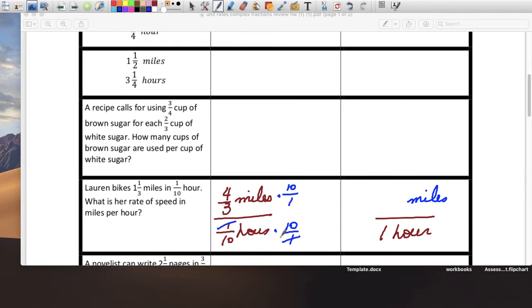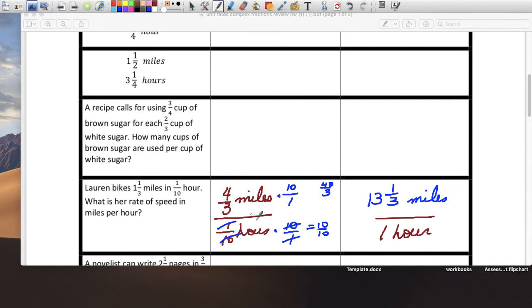So this, because 1 times 10 is 10, right? And at the bottom, 10 times 1 is 10. And isn't 10 over 10 just 1? And that's how we get our 1 hour. On the top, 4 times 10 is 40. And then 3 times 1 is 3. So we get 40 over 3. And then if we change that to a mixed number, 3 goes into 40 13 times, which is 39. And then you have 1 left over 3.